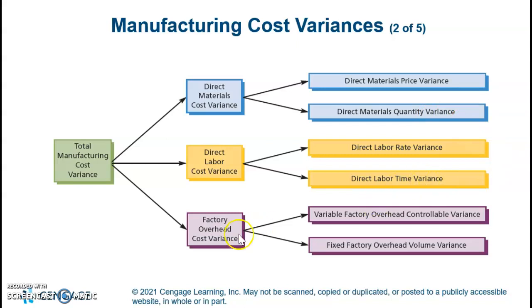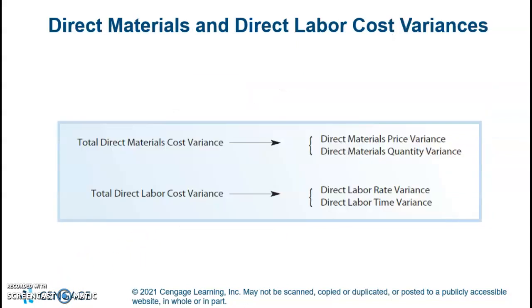Now let's talk about factory overhead. We're going to break it into controllable variance and the volume variance. Again, that's because factory overhead has two components, part fixed and part variable. This slide's just a summary of how we're going to break down the variances into direct material and direct labor, so you may want to take notes of this slide.